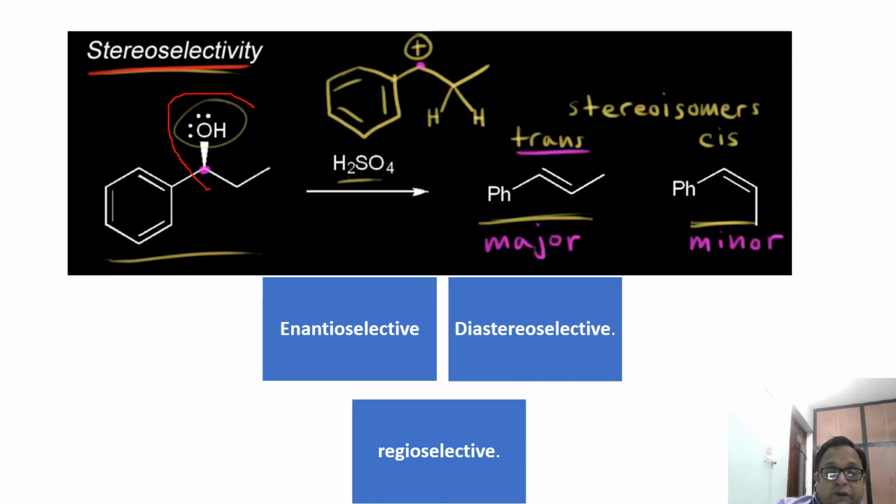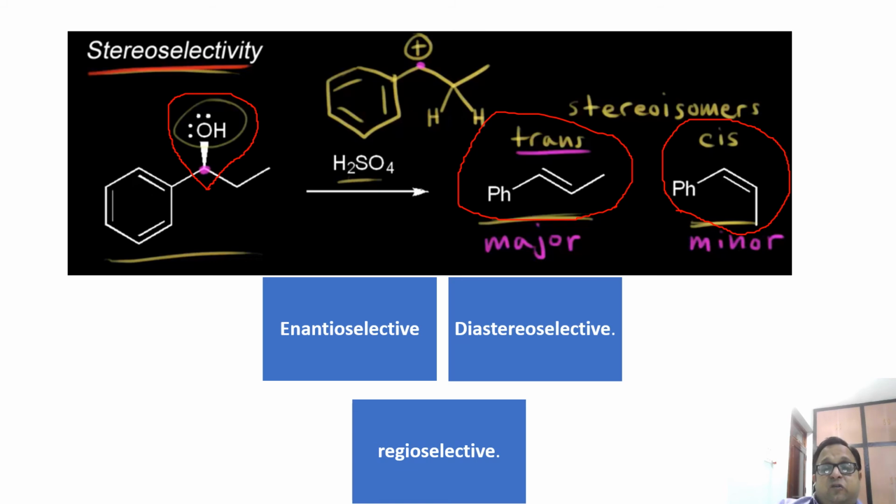This OH is here on a chiral carbon atom. We are getting two products. One is trans, another is cis. And both are the stereoisomers of each other. Trans is major and cis is minor. So this reaction is called stereoselective. Stereoselective reactions can be classified in three types: enantioselective, diastereoselective, and regioselective.